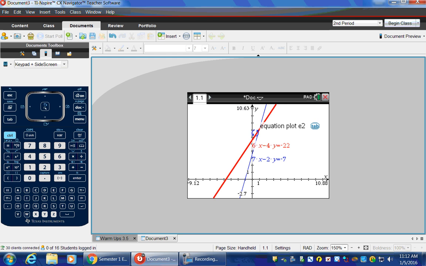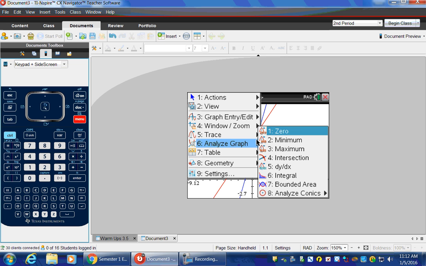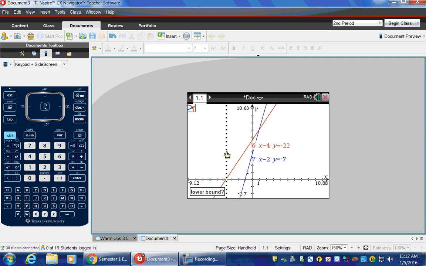So here we can do a couple of things. We can guess that intersection point, or I can have the calculator give me the exact point, which is what I want to do. So I'm going to go to Menu. I'm going to analyze the graph, and I'm looking for the intersection of these two lines. So Menu, number 6, Analyze Graph, number 4, Intersection. And I'm going to move this dotted line to the left of this intersection, anywhere to the left, and click, and move it anywhere to the right and click so that it highlights an area, and it's going to give me this intersection point, 1, 7.